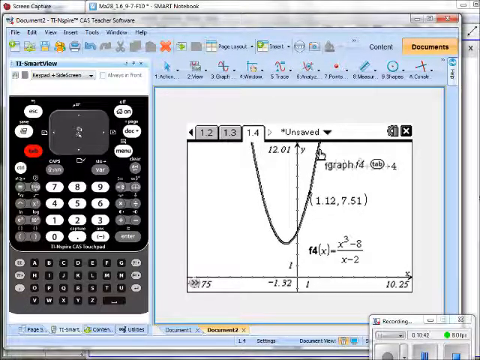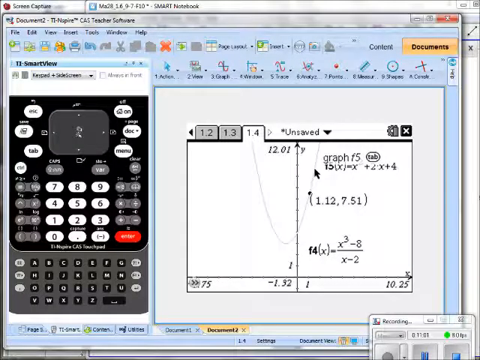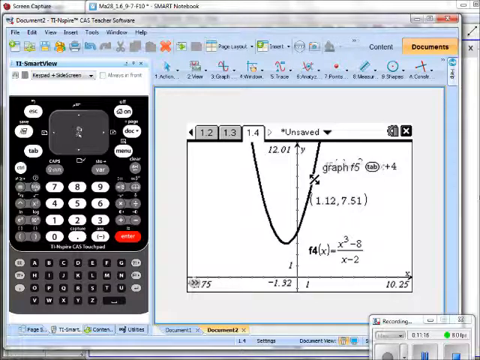Now, it would be interesting if we're on the graph of f5. Let me try this again. I'm going to try something I've never tried before. I'm going to go to graph of f5. If I put a point on the graph of f5, will it go to 2? Yeah. It should, but does it? Again, I've never tried it like this, so let's see here.